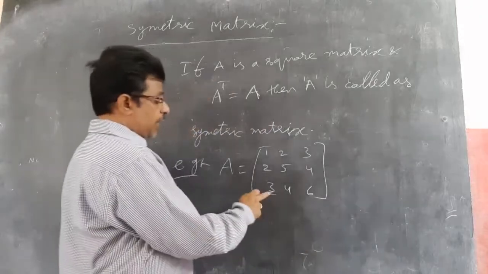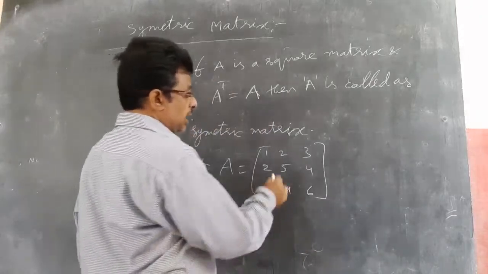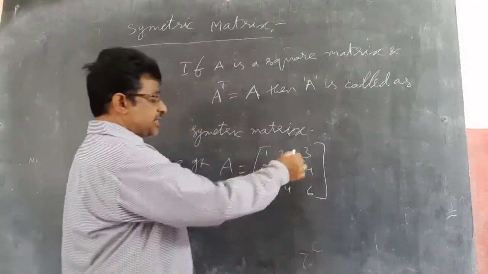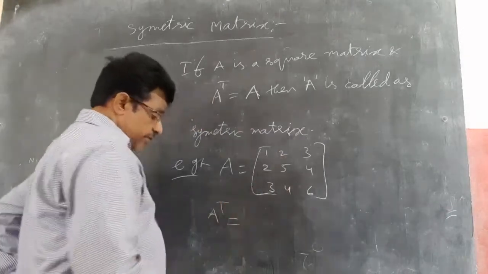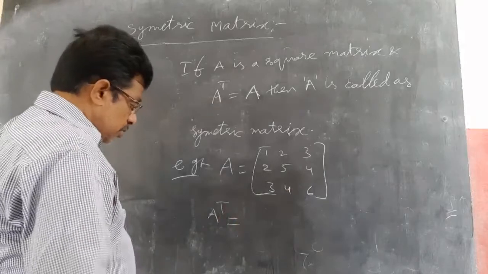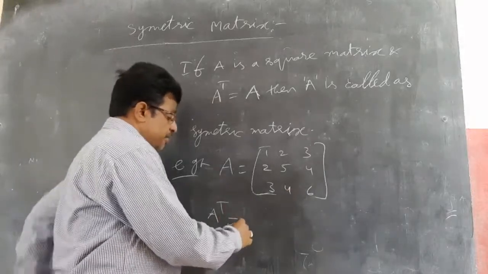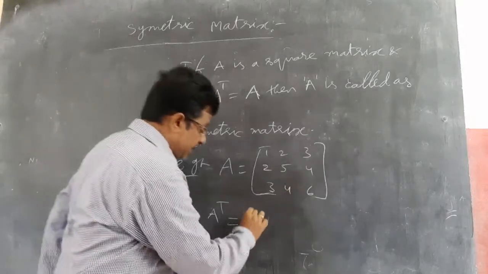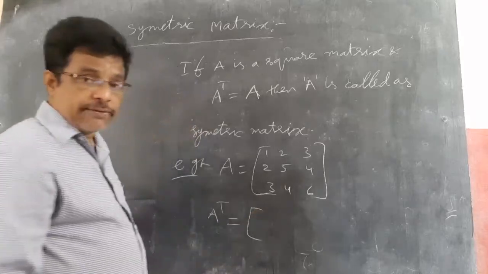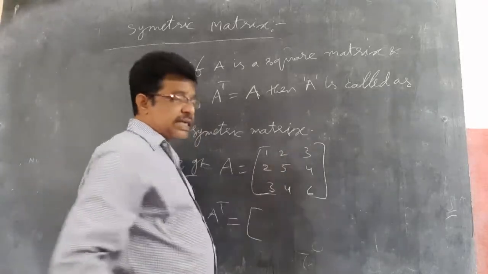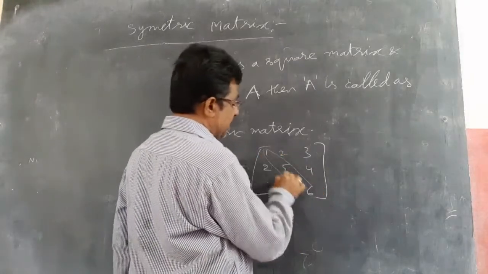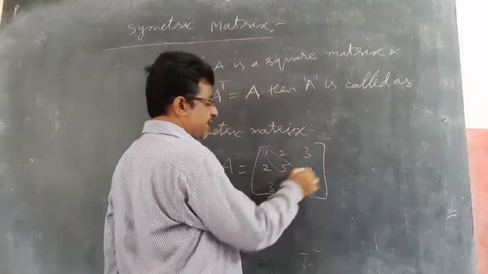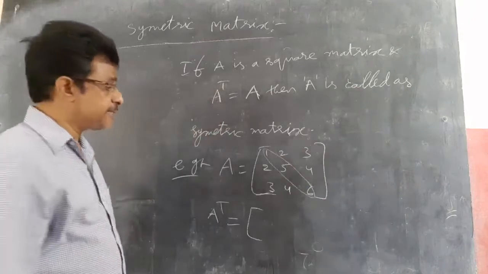Observe how I am writing the elements. If I transpose, A transpose must give me A. Means, if I find A transpose, what am I going to get? I need to get A itself. Means, if rows and columns are changed, I need to get the same elements. So I am writing the elements in the diagonal as it is, but the remaining elements are like this. Then only you will get A transpose equal to A.